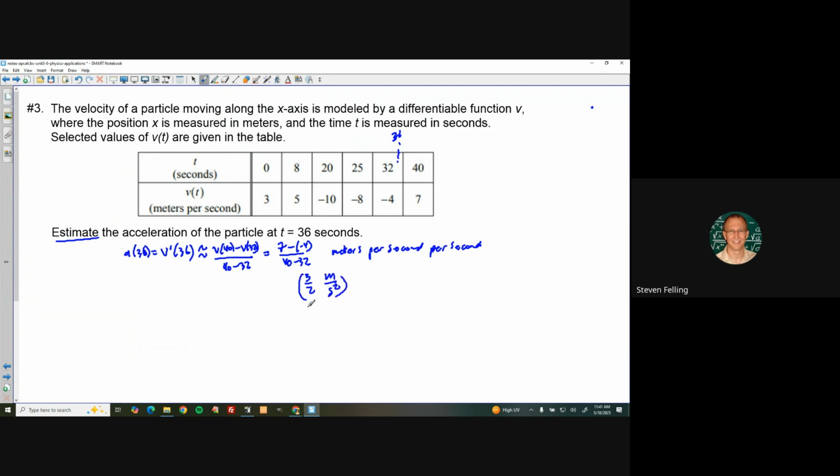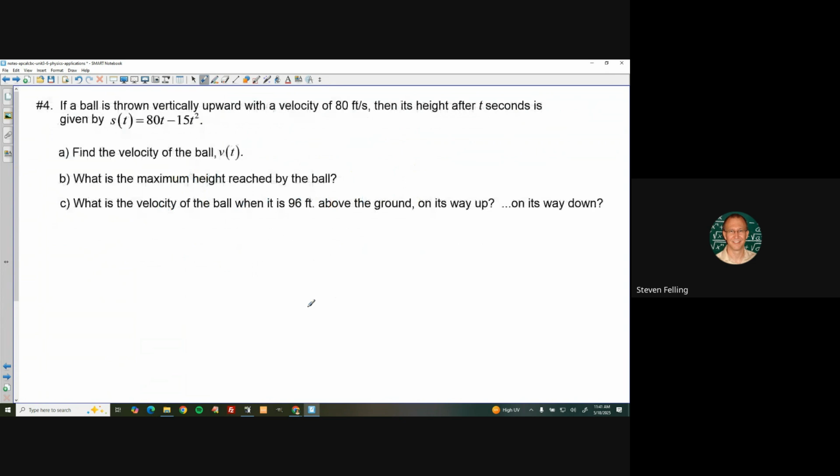Okay, let's take a look at another one. How many examples do we have here? Oh, just 2 more. If a ball is thrown vertically upward with a velocity of 80 feet per second, then its height after t seconds is given by a position function. So this problem is giving us position instead of velocity this time. Find the velocity of the ball. Then what is the max height reached by the ball? And what is the velocity of the ball when it's 96 feet above the ground on its way up and on its way down?